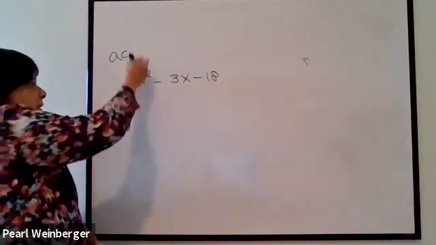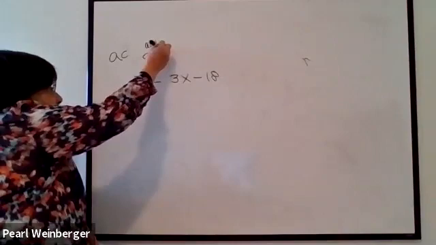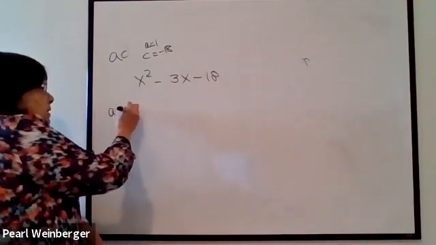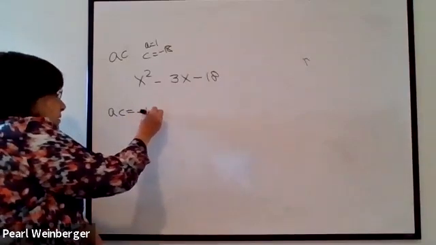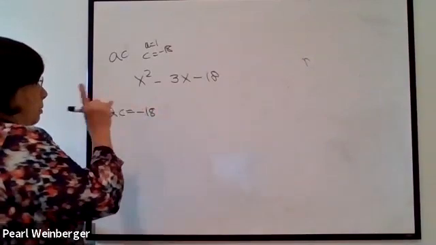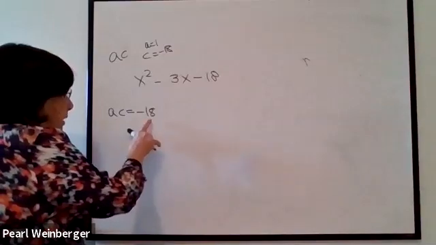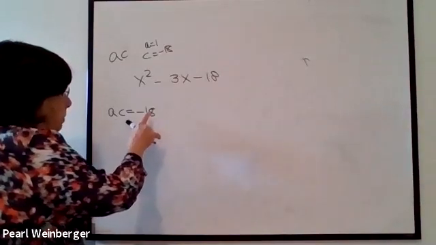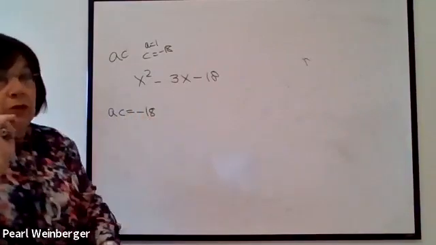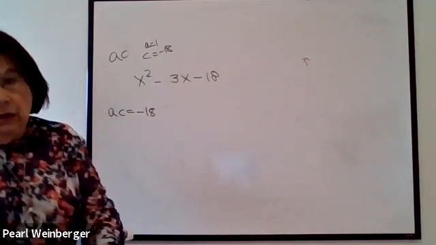Remembering my A in this case is 1, and the C is negative 18. In other words, my AC is negative 18. Now this one is negative, so we're going to have to be careful. Okay, again, let's think what we want to do. We want to find 2 numbers that multiply to AC. We need 2 numbers that are going to multiply to negative 18.